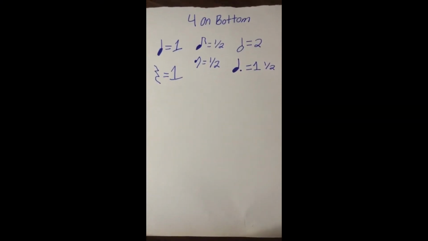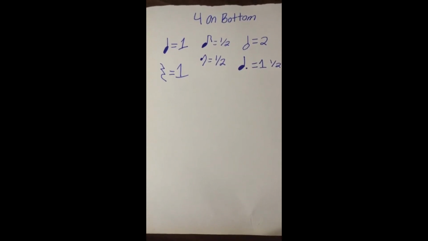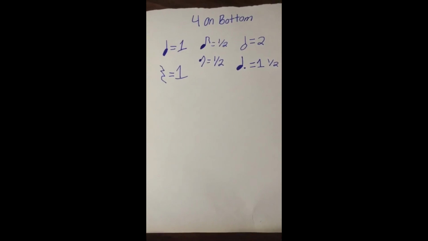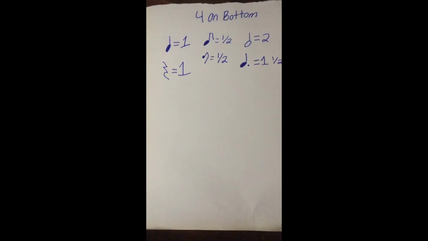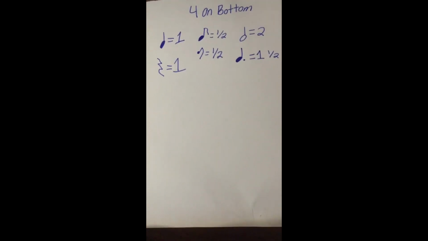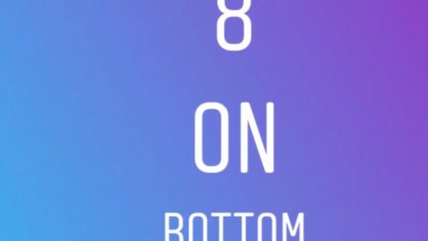Let's recap what we've learned. When the 4 is on the bottom of the time signature, you're counting quarter notes. So, a quarter note is worth 1 beat, a quarter rest is worth 1 beat, an eighth note is worth half a beat, an eighth rest is worth half a beat. A half note is worth 2 beats, and a dotted quarter is worth 1.5 beats.